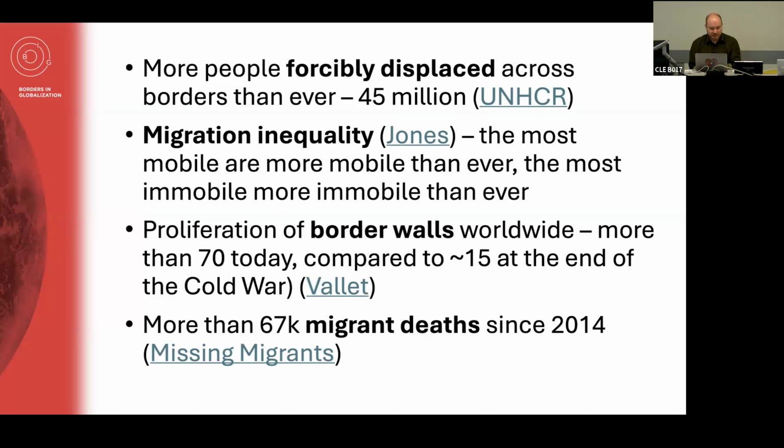There have been more than 67,000 migrant deaths since 2014. So in the last 10 years, tens of thousands of people have gone missing or been identified as killed in the process of trying to cross borders. A large majority of these have been crossing the Mediterranean, migrants from North Africa and the Middle East trying to get across the Mediterranean to reach Europe. The Mediterranean Sea has become, in many ways, a graveyard for migrants.